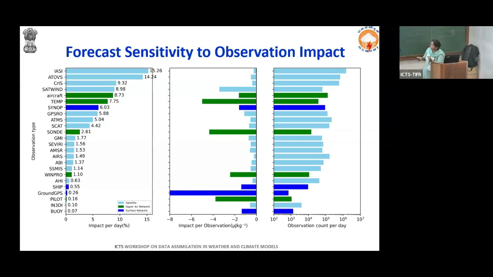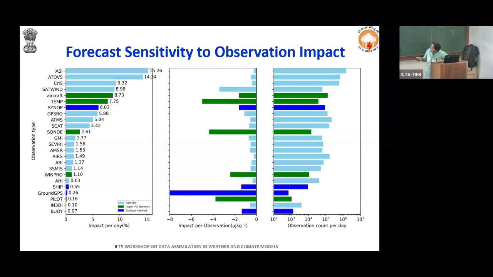So what is shown here is how much these types of observation help in reducing the error in the 24-hour forecast. Then we have to see which type of observation is important, and accordingly we have to devise the observing system.